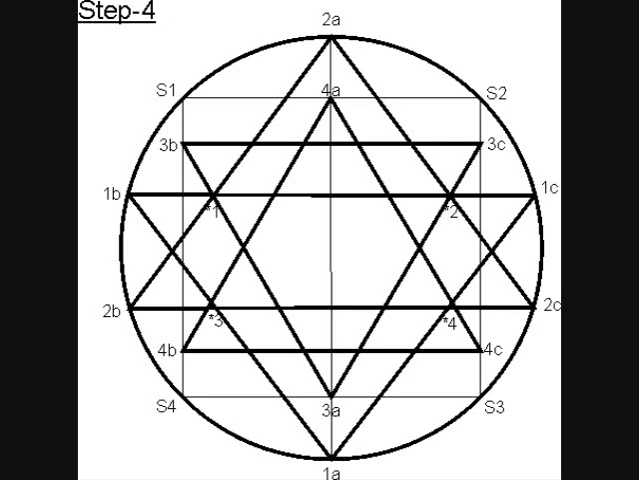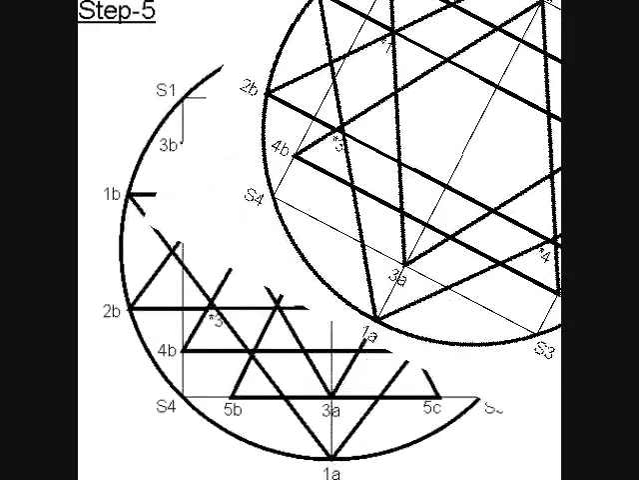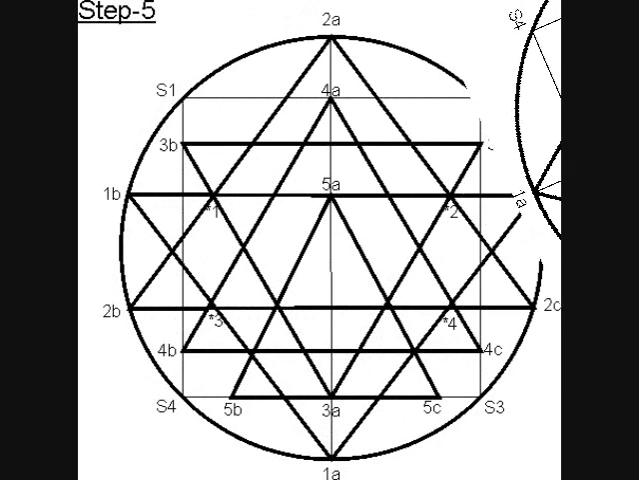Draw line from 4A through star 1 up to left side of square 4B. Draw line from 4A through star 2 up to right side of square 4C. Join 4B to 4C. Step 5. Triangle 5 with apex up.